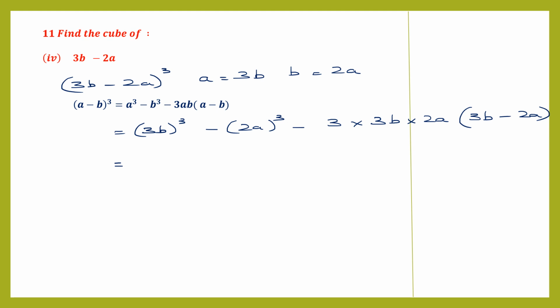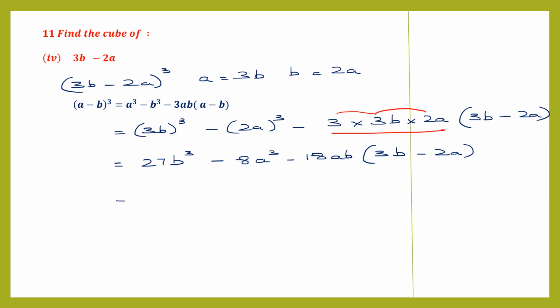So this is 3b cube. So 3 cubed is 3 into 3 into 3 which is 27. B into b into b is b cube. Minus 2a raised to the power of 3 means 2 into 2 into 2 which is 8 and a cube. Minus, let's work on this. 3 3s are 9, 9 2s are 18. So we have 18ab and in brackets 3b minus 2a. So this will be 27b cube minus 8a cube. This will remain the same.